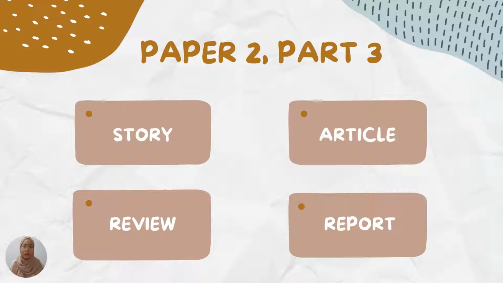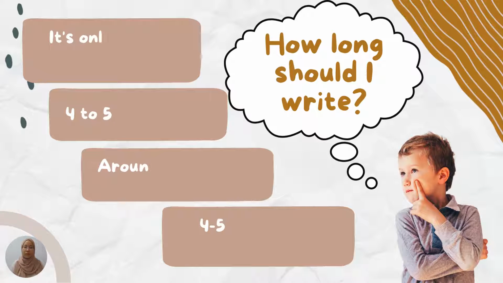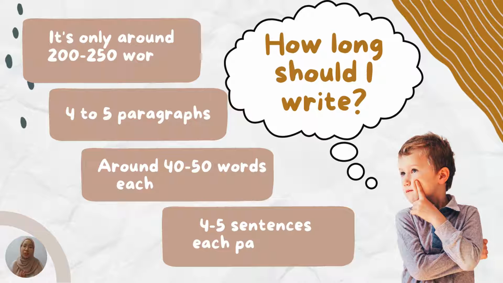So paper 2 part 3 has 4 types of essays: story, article, review, and report. How long should you write? When you read the question, you see that the word count required is around 200 to 250 words. We can say that the minimum word number required is 200 words. Some of you might think that it is very long and hard to reach that minimum of 200 words.